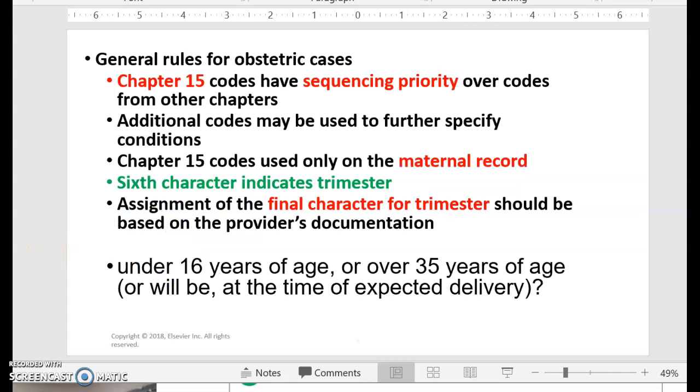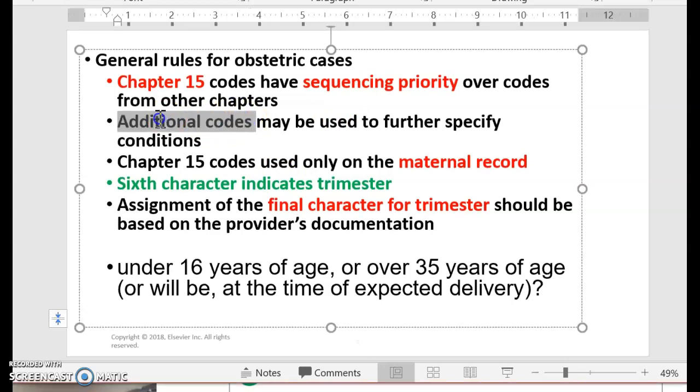Coding guidelines are always very important, but even more important for pregnancy because everything depends upon a guideline. And if you don't have any idea of the guidelines, it will be very complicated for you to follow and find the correct code. Chapter 15 has a sequencing priority over other codes. That means if a patient presents with pregnancy, we are always going to code from chapter 15. There can be additional codes that can be used.